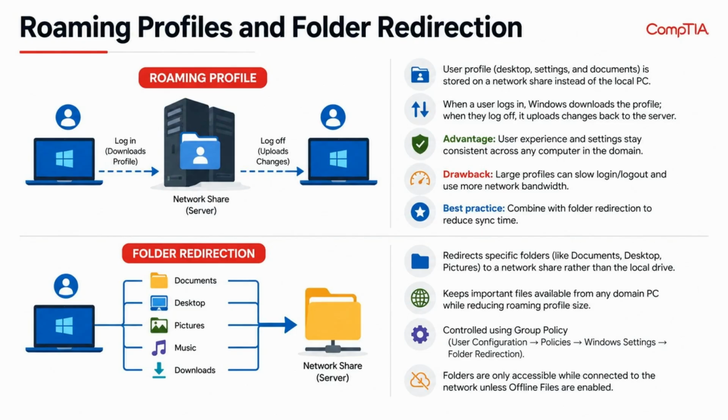A roaming profile stores a user's desktop, settings, and documents on a network share instead of the local PC. Windows downloads the profile at login and uploads changes at logoff. Advantage: consistent experience across any domain computer. Drawback: large profiles slow login/logoff and use more bandwidth. Best combined with folder redirection. Folder redirection sends specific folders, like documents or desktop, to a network share instead of the local drive. Controlled through group policy, though those folders are only accessible while connected to the network, unless offline files is enabled.